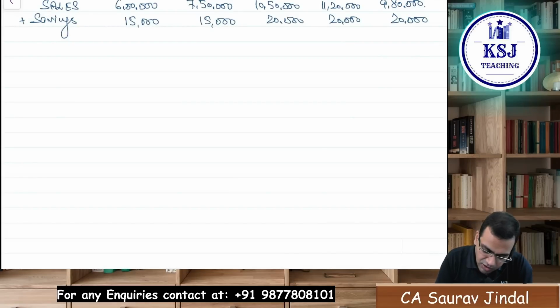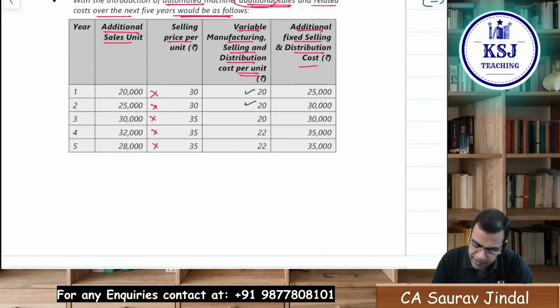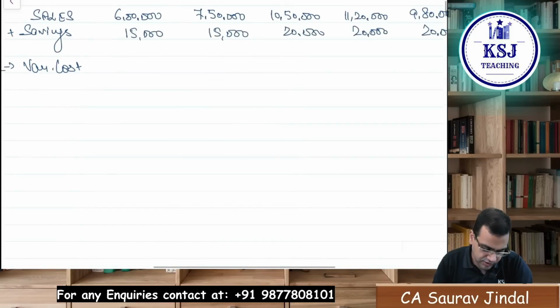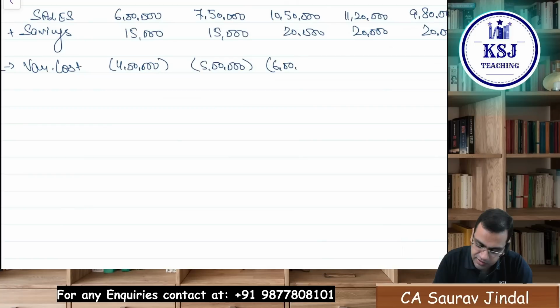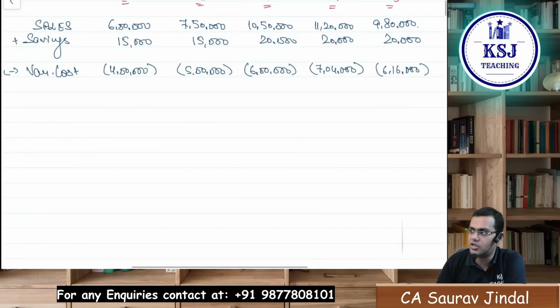Now there will be a cost also. So minus. First, I will take variable cost. Variable cost per unit is given to you: 20, 20, 20, 22, 22, multiplied with the number of units. You will get the total variable cost, right? So I will write the total variable cost. That is 4 lakh, 5 lakh. Then we have 6 lakhs. Then next we have 7 lakh 4,000. And the next we have 6,16,000, right? So this is the variable cost that we have.